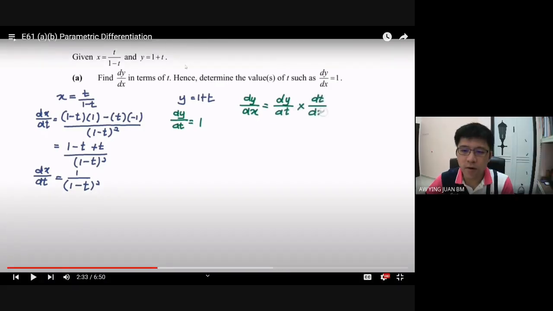Ini adalah formula untuk chain rule. Okay? Atau untuk parametrics differentiation. Formula yang pertama untuk parametrics differentiation, mohon catatlah. dy dx equals to dy dt multiply dt dx. Highlight bahagian ini. Beri perhatian dekat bahagian ini.